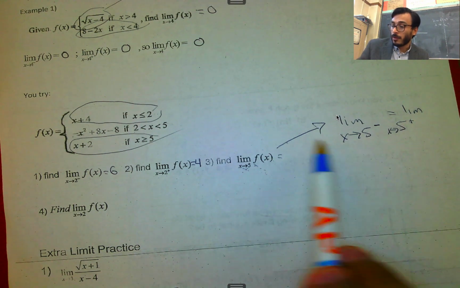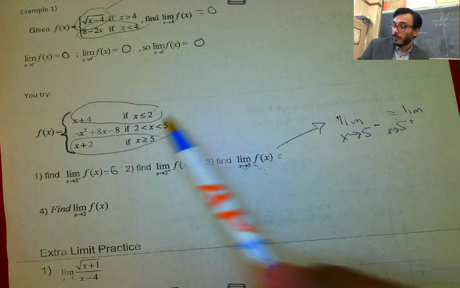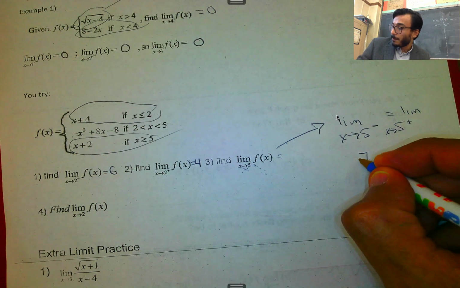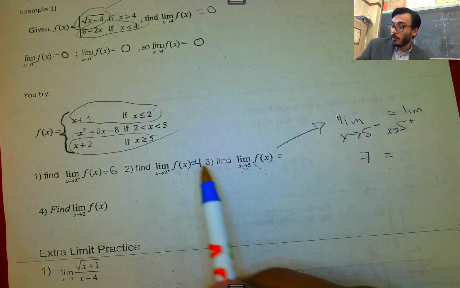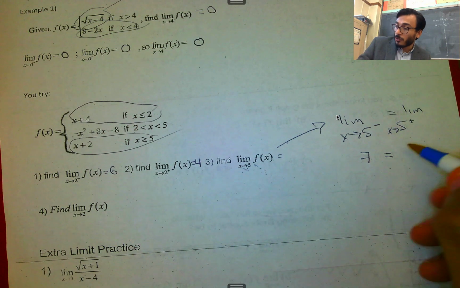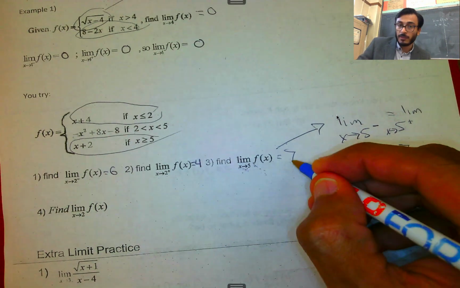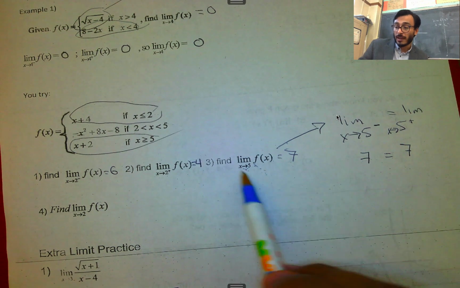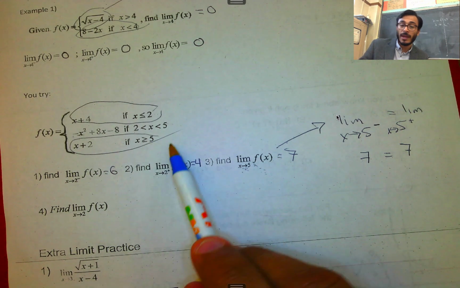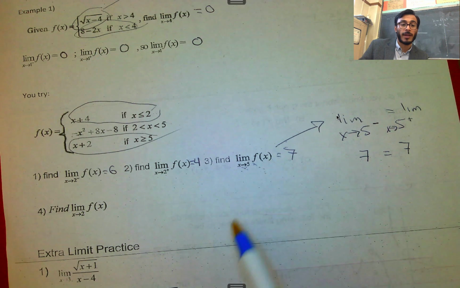So let's plug into the top one. If you plug into the top one, you get 7. And if you plug into the bottom one, you also get 7. So then that limit is 7. But just make sure, right, that you check. Don't just plug into one of them. You got to check from the left-hand side and the right-hand side.